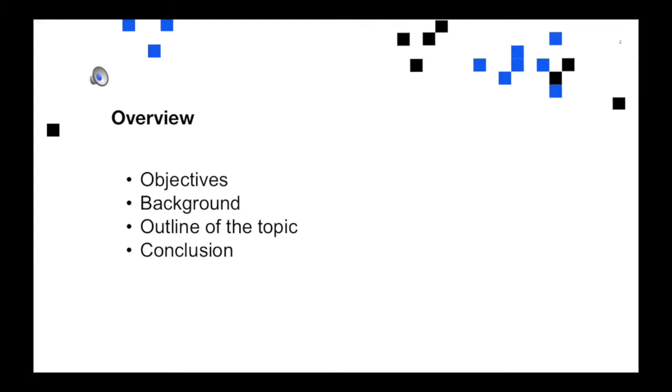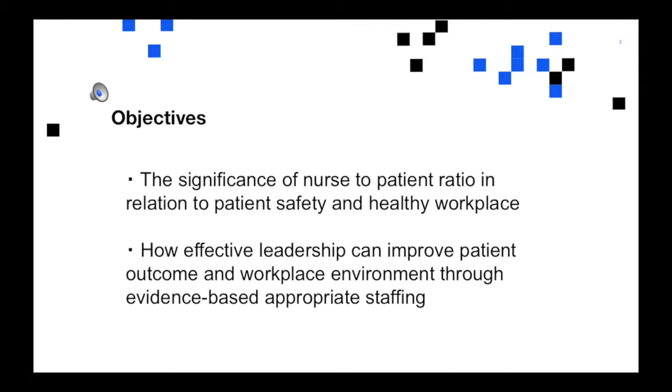This presentation consists of objectives, background, outline of the topic, and conclusion. The objective of this presentation is to educate auditory, visual, and kinetic learners regarding the significance of nurse-to-patient ratio and how effective leadership can improve patient outcome and workplace environment through evidence-based appropriate staffing. All of the information provided in the presentation was gained through timely and current research on the topic and policies outlined by New South Wales Health.